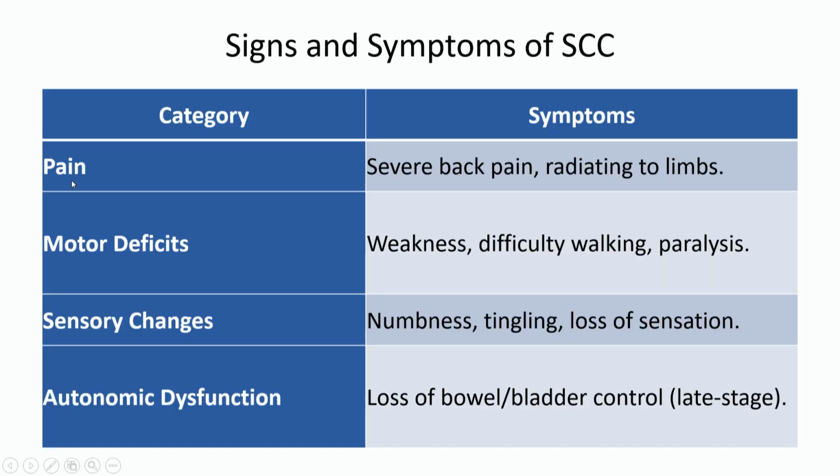The signs and symptoms: pain, motor deficits, sensory changes, and autonomic dysfunction. What is there? Severe back pain radiating to limbs, weakness, difficulty walking, paralysis. This is the motor deficit. Sensory deficit: numbness, tingling, loss of sensation. And autonomic dysfunction is loss of bowel and bladder control. So these are the different signs and symptoms of spinal cord compression.